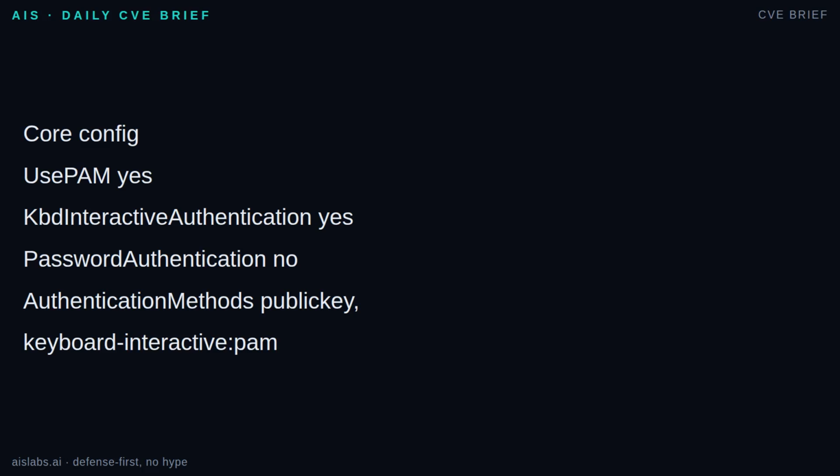Decide intentionally. In sshd config, UsePAM must be yes. KbdInteractiveAuthentication must be yes. PasswordAuthentication can stay no. AuthenticationMethods is one line: publickey,KbdInteractive::PAM. Run sshd -T, then reload SSH, not a blind restart.